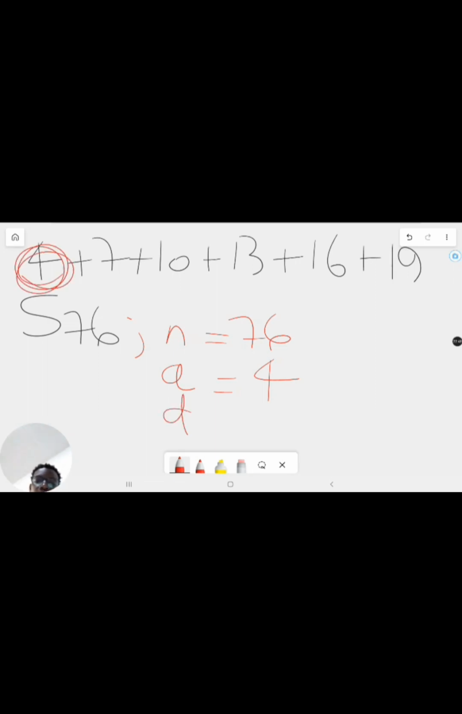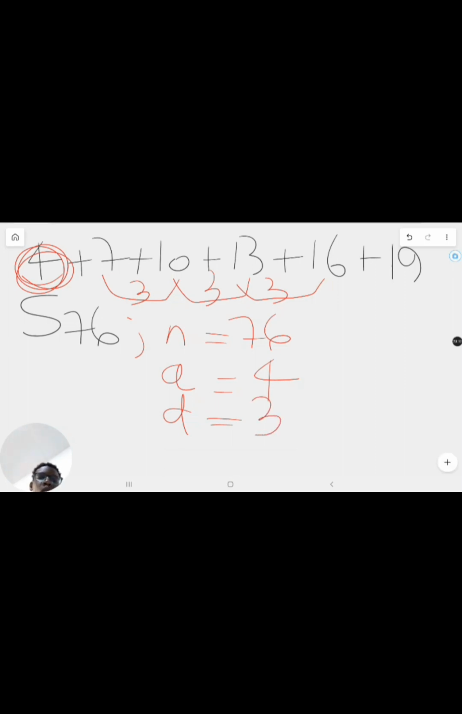And then d, remember what our d is? Our d is simply the difference between two successive numbers. It could be 10 minus 7, that's 3. And it has to be the same. 13 minus 10 is 3, right? 16 minus 13 is 3. So we confirm that this is arithmetic. We confirm that we can indeed use the arithmetic formulae. Okay, so d in this case is 3.